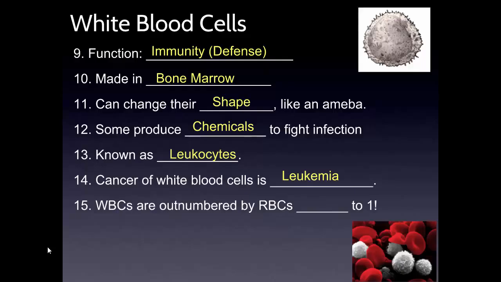What does leukemia do? It causes a person to have a compromised immune system so they can get sick very easily. Their white blood cells are not functioning. And there are not nearly as many white blood cells as there are red blood cells. They're outnumbered by about 700 to 1. So there are many more red blood cells, but a lot of new white blood cells can be created when we have an infection.